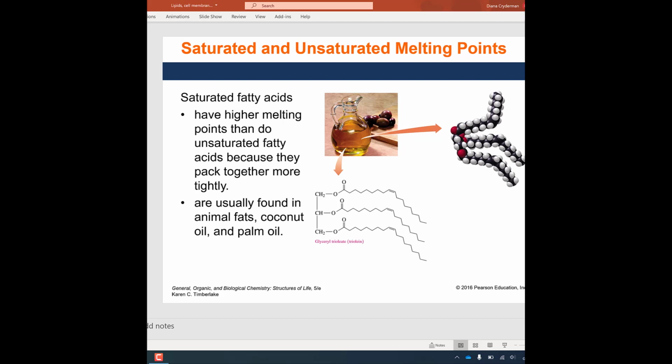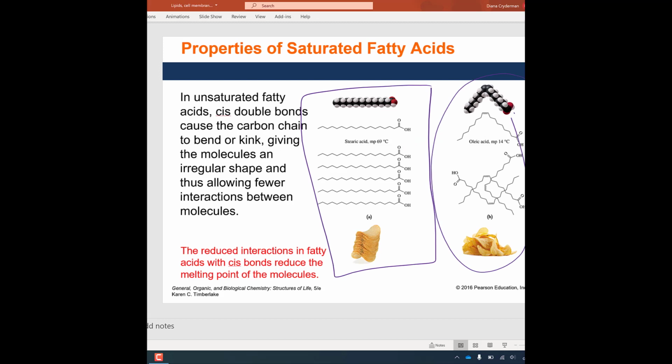And that has to do with that stacking. So if it's saturated, and if we can go back to the images from before, it's really going to be able to stack easily versus unsaturated, particularly in the case of cis bonds, it's really not going to stack nicely. And so we'll have typically a liquid at room temperature.